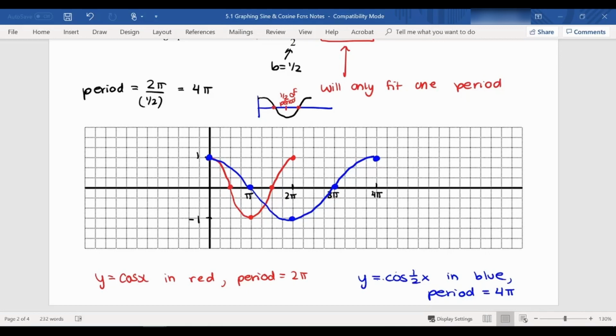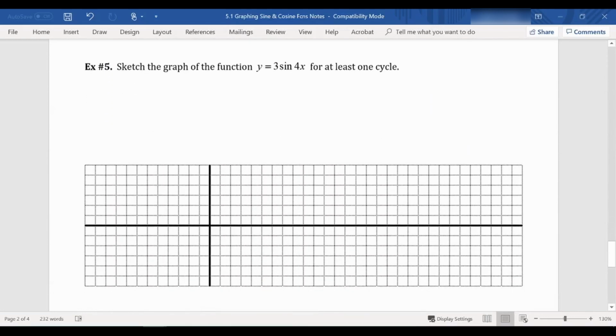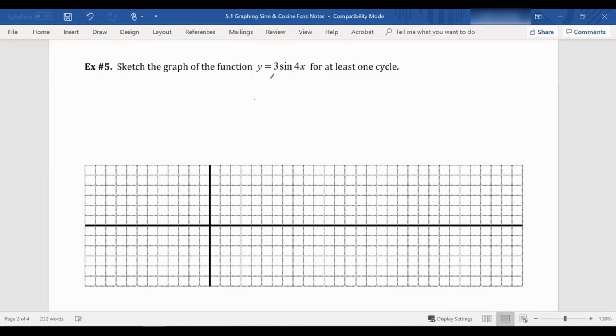What we're going to do next is graph with both of these changes happening. So a change in period and a change in amplitude. So the 3 in the front, this is our A value. And this is going to change our amplitude. So this means our maximum is now 3 and our minimum is now -3.